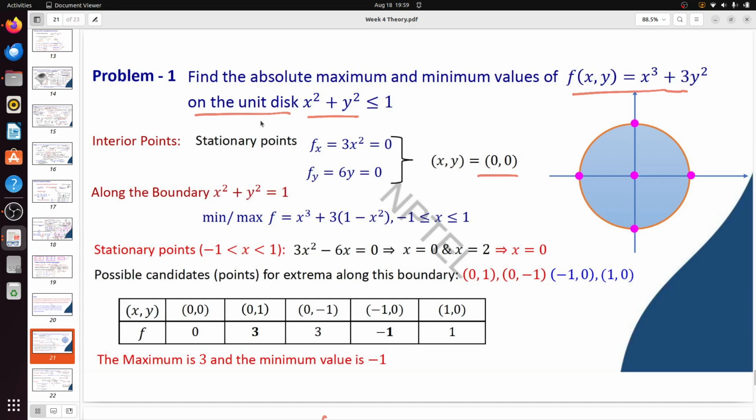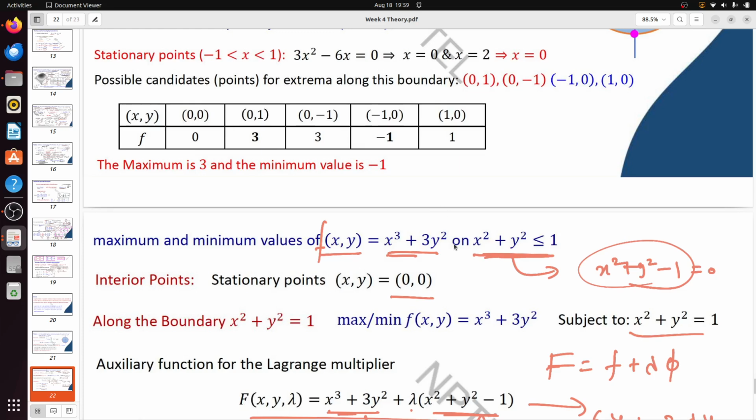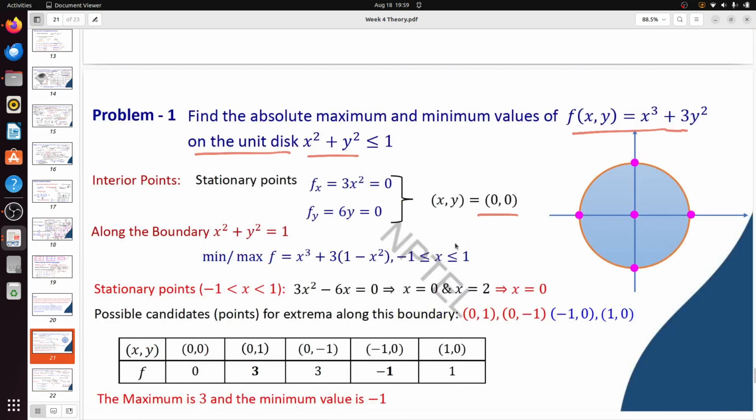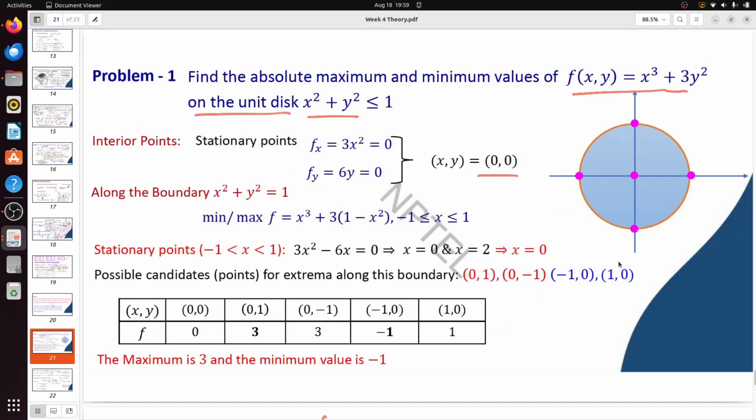So for example, find the absolute maximum and minimum values of f(x,y) equal to x^3 + 3y^2 on the unit disk x^2 + y^2 less than or equal to 1. Now along the boundary you are going to have the maximum or minimum, so first we will use the boundary. This is the region, so we will discuss along the boundary, and also along the interior. You just read the problem and digest it, and then I will discuss the theoretical aspect.